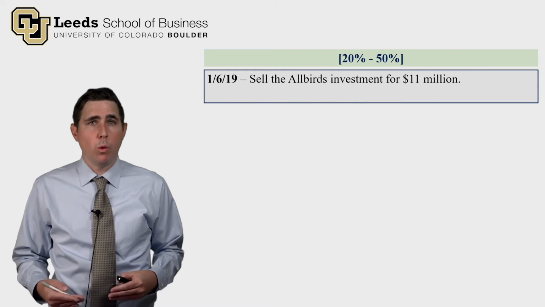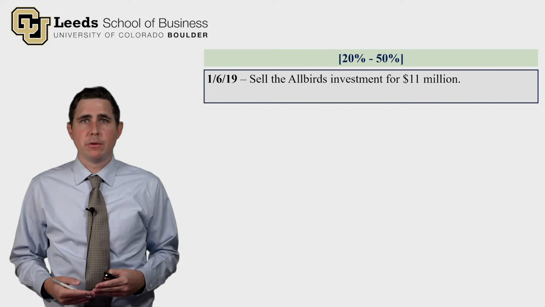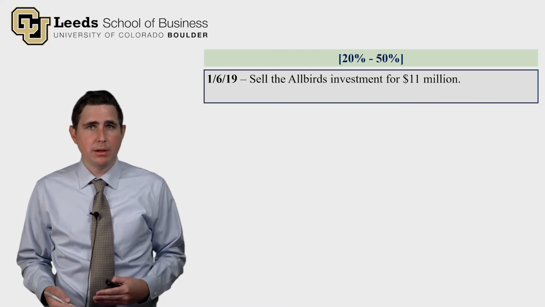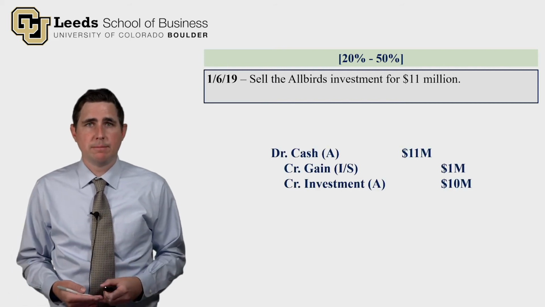So let's go forward one day, January 6th, 2019, and we'll sell this Allbirds investment for $11 million. So the investment account's at $10 million. We're selling it for $11. We're going to have a gain here. So here's the journal entry.